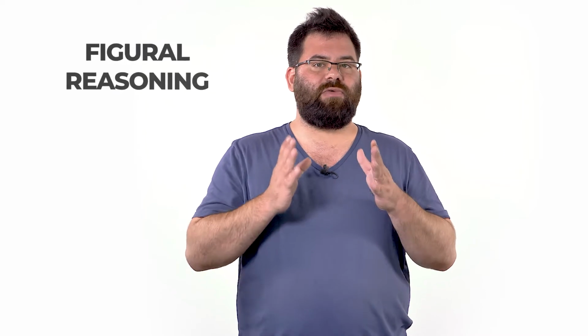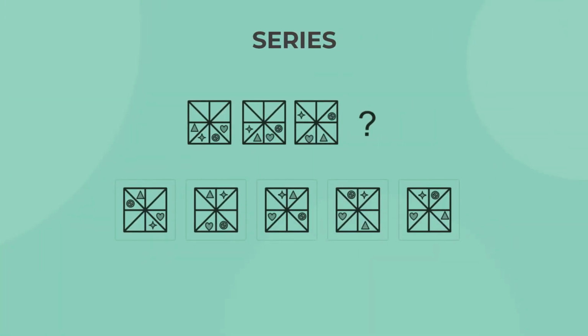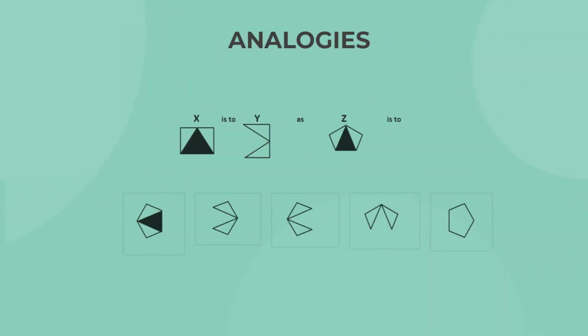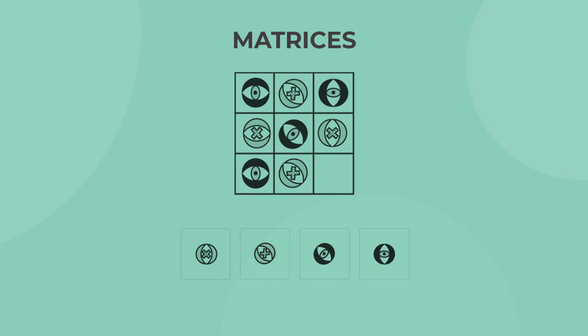The main goal of the cognitive section is to assess your ability to draw general rules from particular cases. For that end, the test uses 2 types of questions. The first is figural reasoning questions, that is, questions dealing with shapes and patterns. These include mostly series questions in which you will be asked to complete the missing shape according to a certain pattern, analogies questions in which you need to find the relations between different shapes, and matrices in which you are required to complete the missing shape in a matrix.